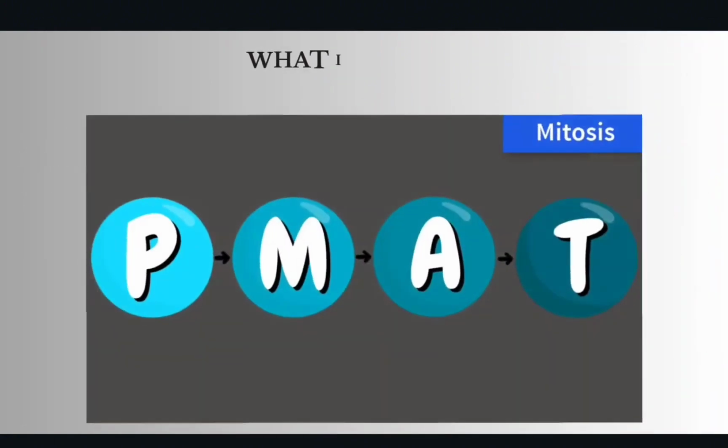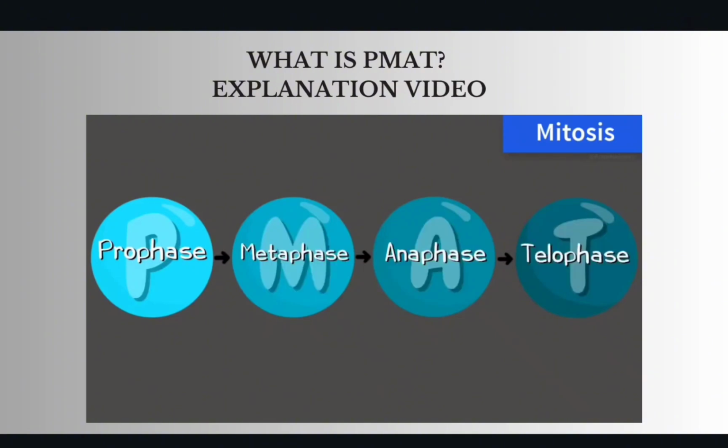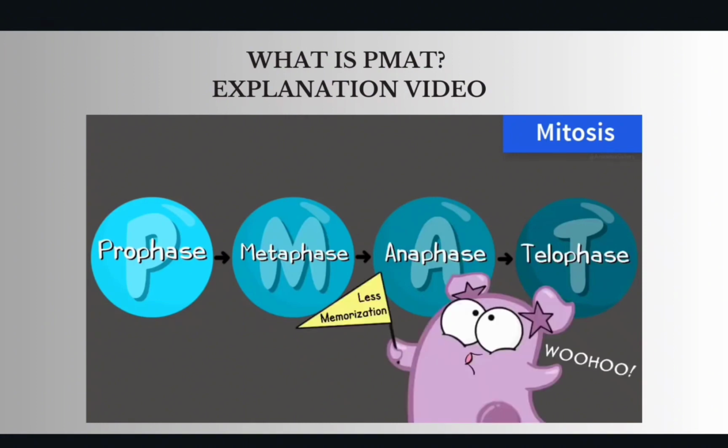You might remember the mitosis stages PMAT. The P was for prophase, the M was for metaphase, the A for anaphase, and the T for telophase. And the good news is that in meiosis, you still use those terms.